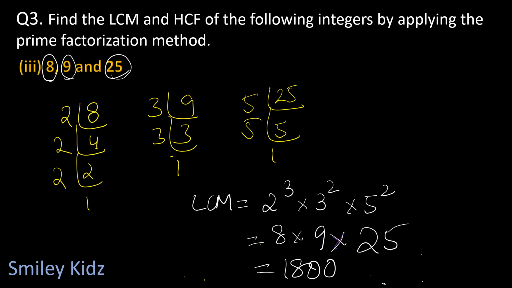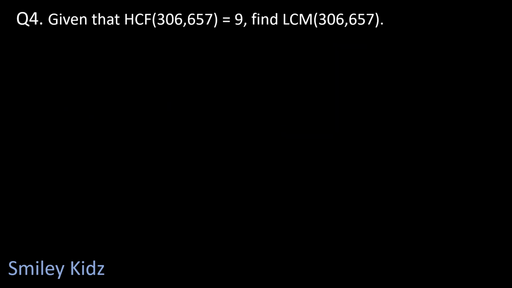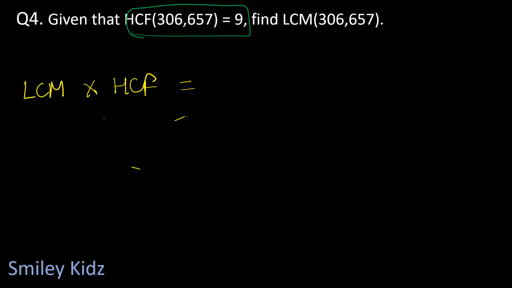Now what is the HCF of these numbers? We find that there is nothing common in all these three prime factorizations. So what is the HCF? It is equal to 1. As simple as that. Then we have the fourth question, which says, given that the HCF of two numbers is 9, find the LCM of the two numbers. Here comes our relation, which says LCM times HCF is equal to the product of the two numbers.